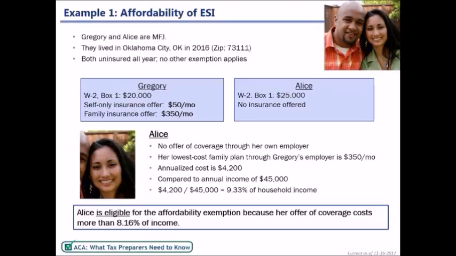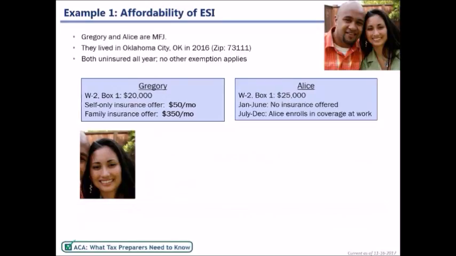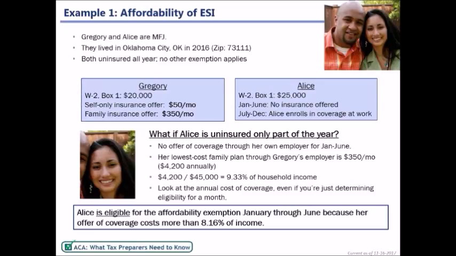Now let's change it up a little bit, and let's say that January through June, she had no insurance offered at work, but July through December, she does enroll in coverage at work. All of this is the same as the last slide. We're still using the annualized cost of coverage. And this is the one thing when I was initially learning this that I had the most trouble getting, which is we're always using the annualized cost of coverage because we're always using the annual income.